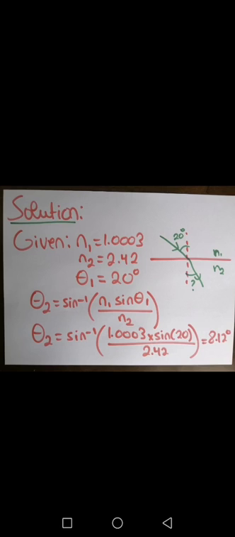We put its equation. Angle 2 is equal to sine minus 1 of N1 sine angle 1 over N2. Angle 2 is equal to sine minus 1 of 1.0003 times sine 20 over 2.42. And the answer is 8.12 degrees. Of course, the angles are measured in degrees. And their symbol is theta, which is the circle with a dash inside of it.